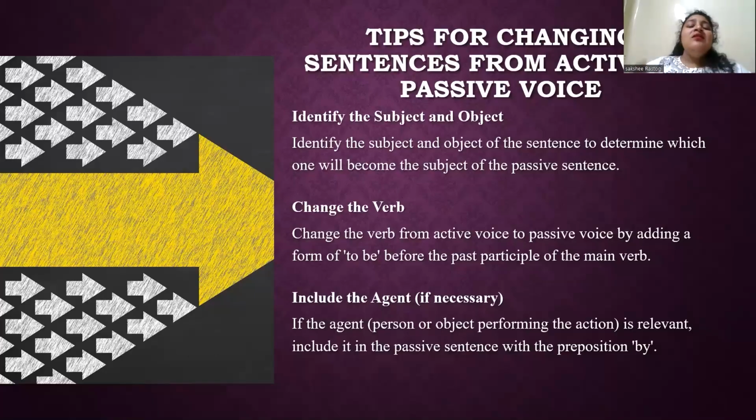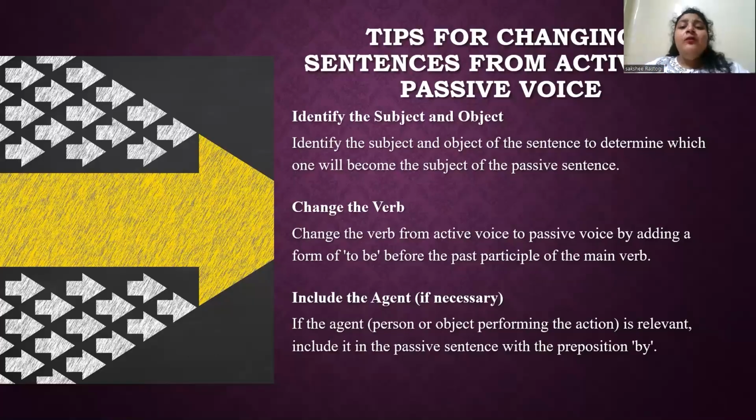Some sentences may not have a direct object, like "She laughed." By identifying the subject and object, you can better understand the sentence's structure and meaning, and easily convert active to passive voice or vice versa. What to do in changing the verb?